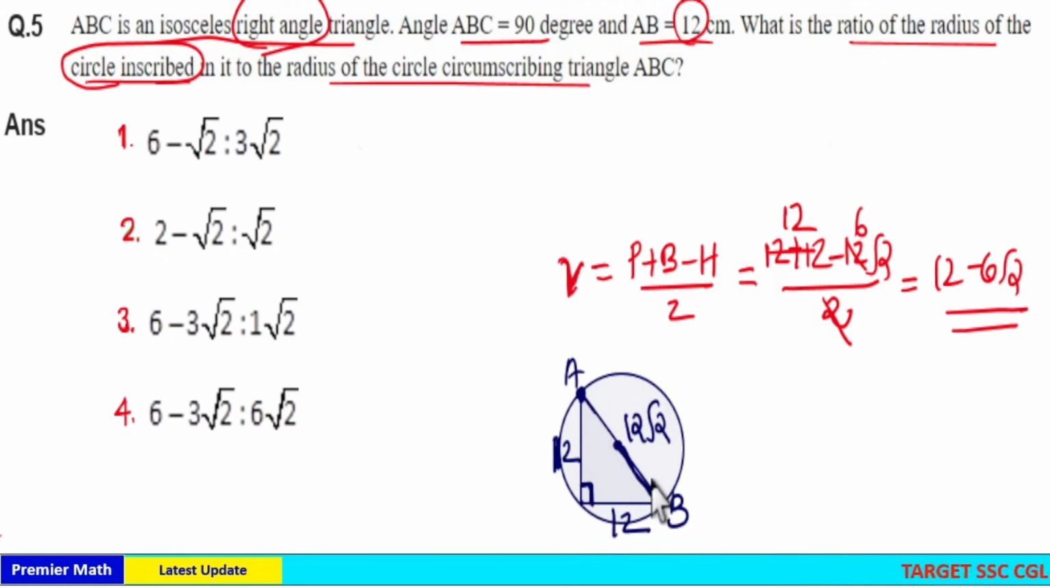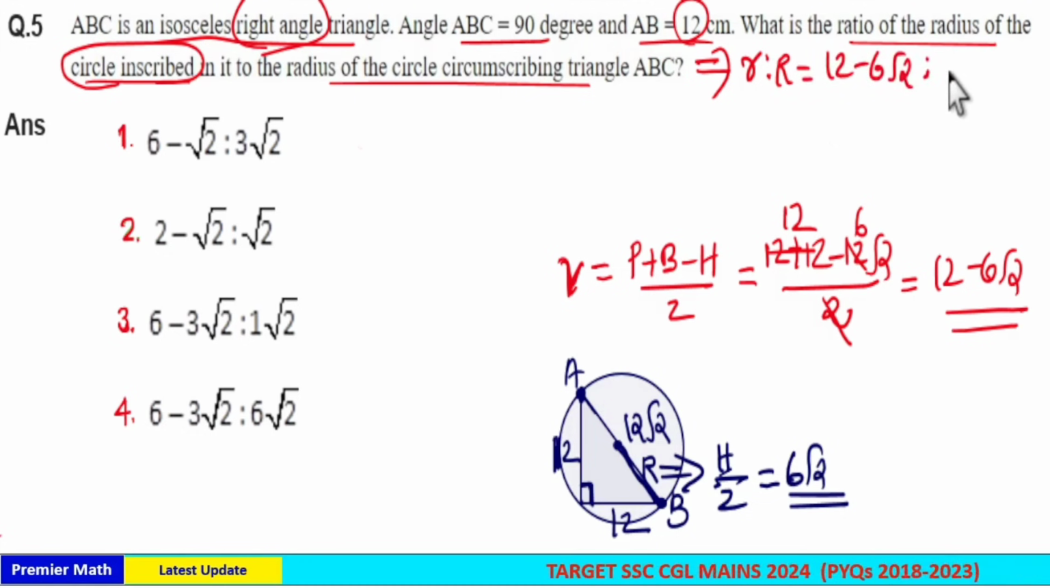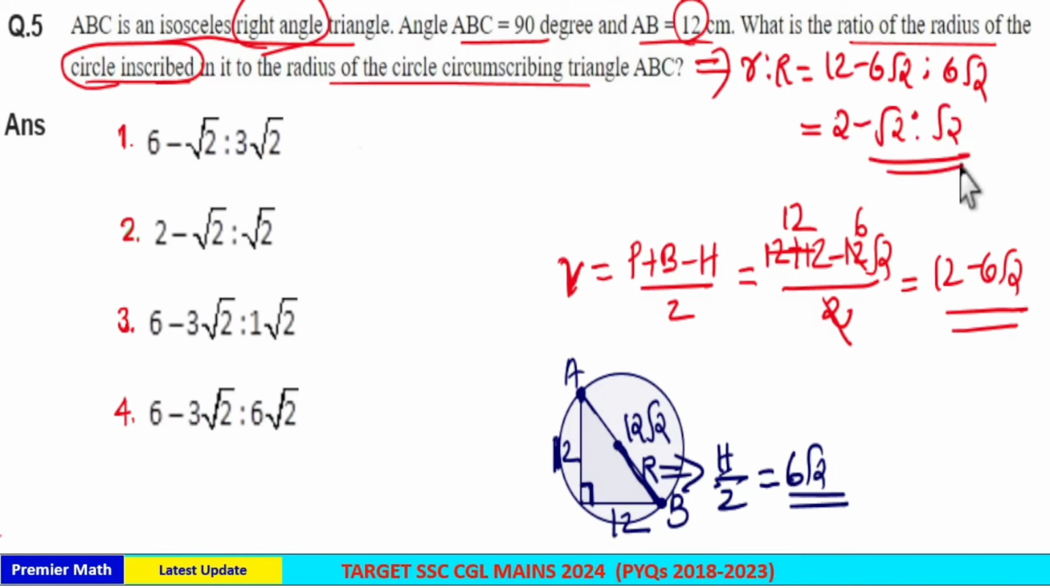Which means circumradius R is equal to h by 2, which is equal to 6 root 2. So if you take ratio of r is to R, it is equal to 12 minus 6 root 2 is to 6 root 2. Now if you divide it with 6, this will become 2 minus root 2 is to root 2. So option 2 is your answer.